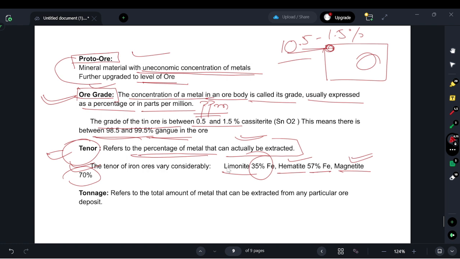Now what is a tonnage? Similar to the tenor, it refers to the total amount of metal. Tenor is the percentage of metal, but in the case of tonnage, it refers to the total amount of metal that can be extracted from any particular ore deposit, that can actually be extracted. That is called the tonnage, right?